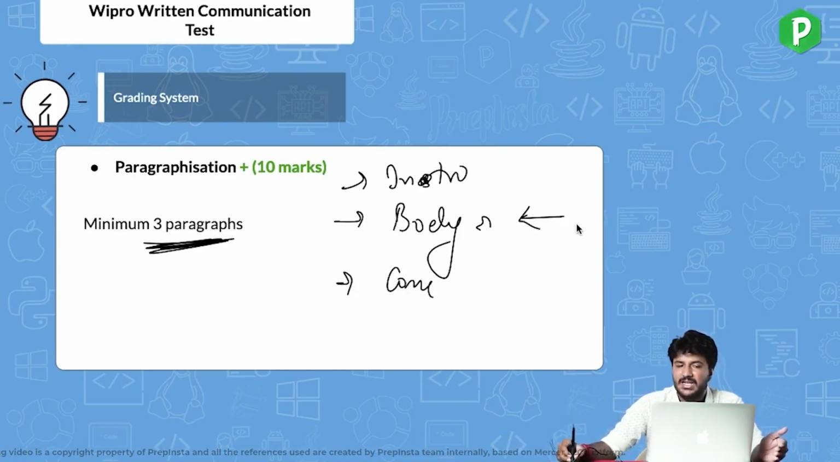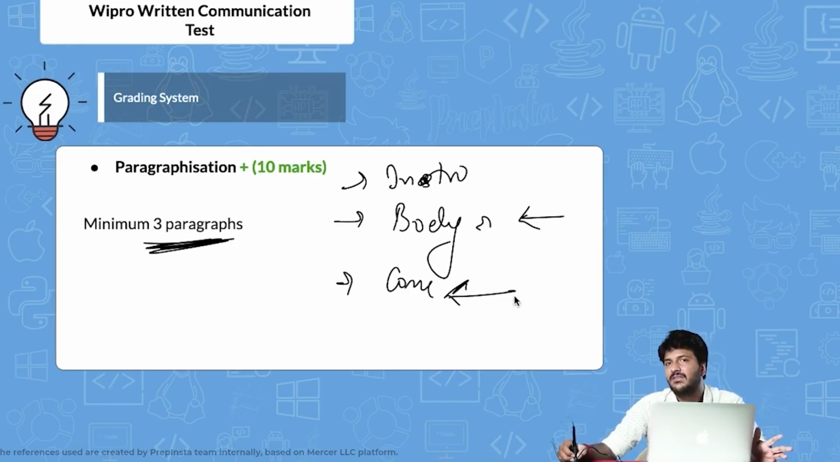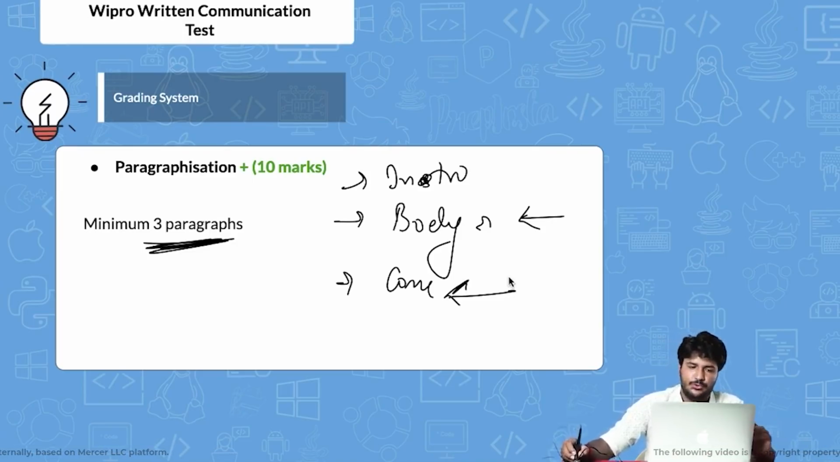So here, positive and negative you can maintain in the body, right? But in the conclusion, you have to have a definitive stand. Okay, it is bad or it is good, or whatever the essay tells you to do, right?